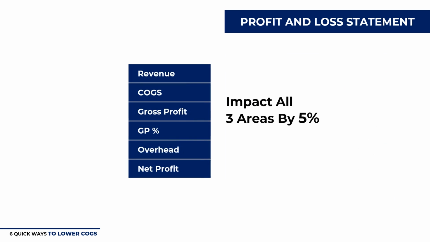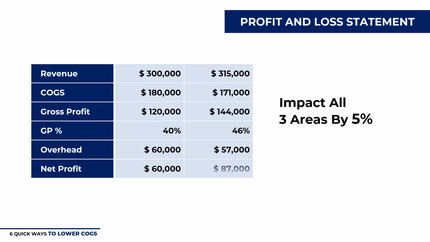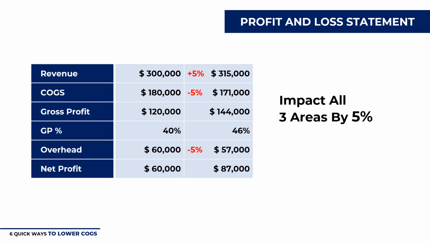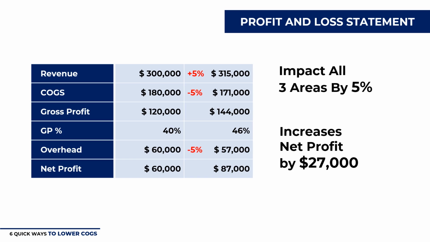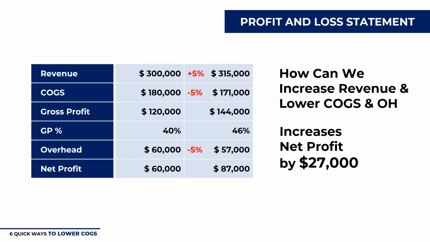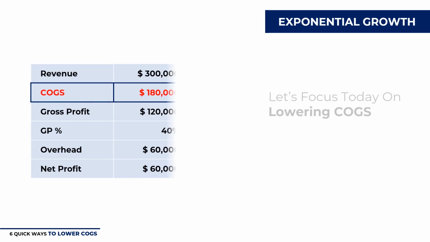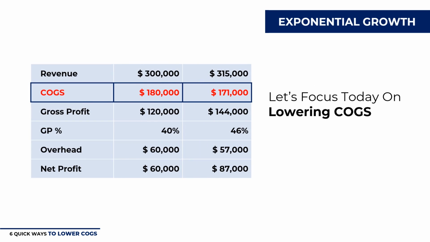We then discussed the power of exponential growth. In this example, if we could impact these 3 areas by 5% each, meaning we increase our revenue by a meager 5% and lower our COGS and overhead by 5%, we would generate an additional $27,000 in net profit, and at zero cost. So now that begs the question, how can we increase revenue and lower our COGS and overhead? The good news is there are multiple ways to impact each of these 3 areas. So today, let's focus solely on the best ways to lower our cost of goods sold.